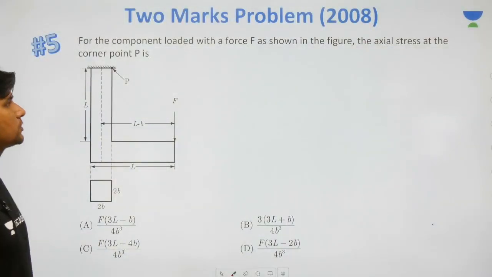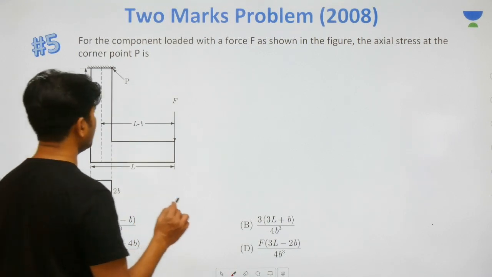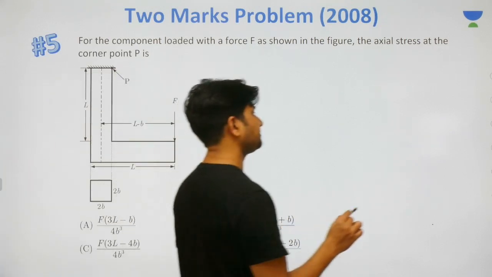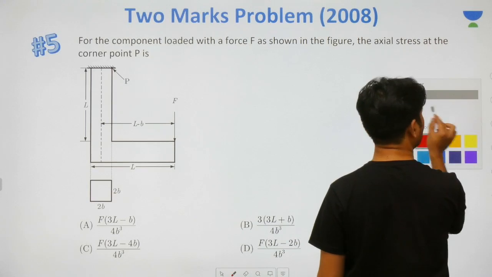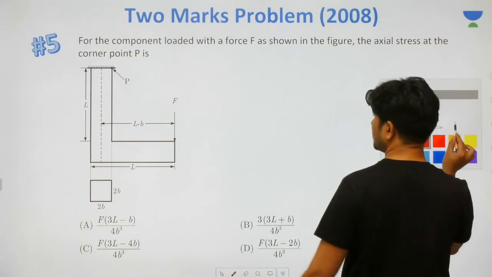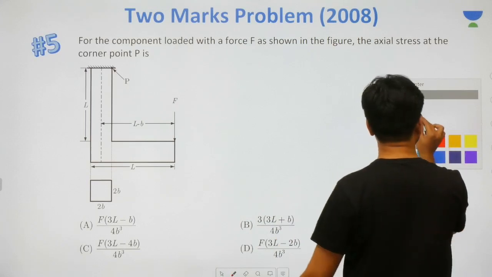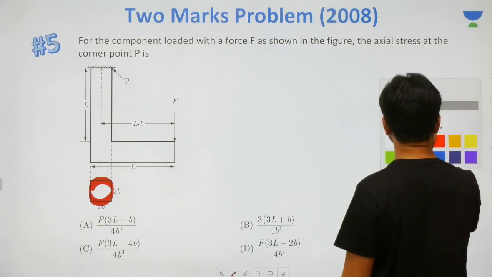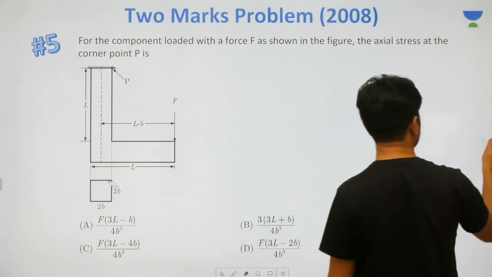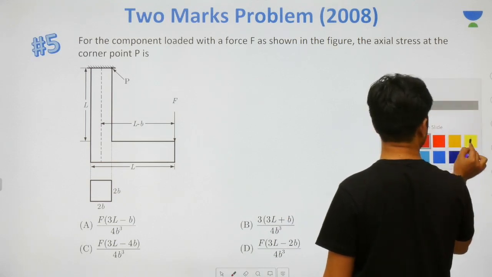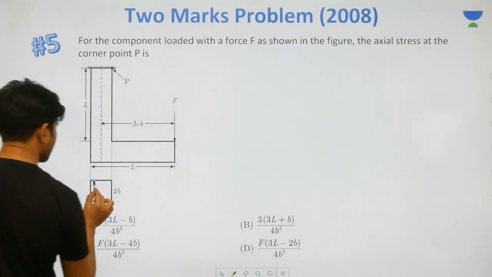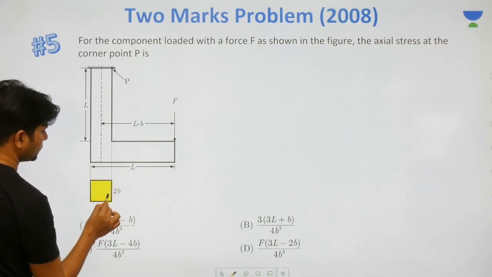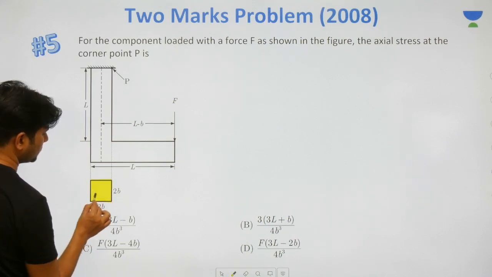Now let us try solving this 2008 problem that they asked for 2 marks. This is a good problem once again. We have this load F acting and the cross section is given to you. This is the cross section here, which is a square cross section, 2b and 2b. This 2b by 2b square cross section is given to you.